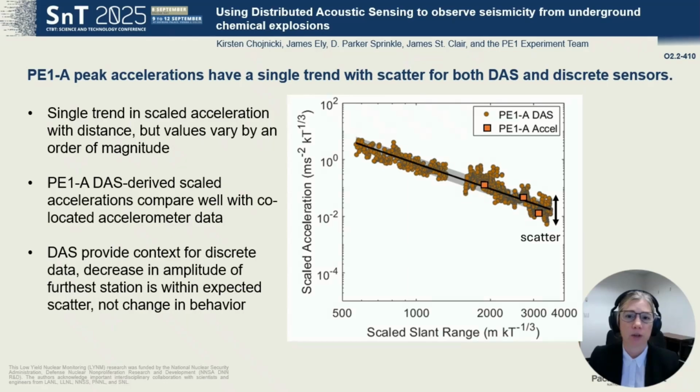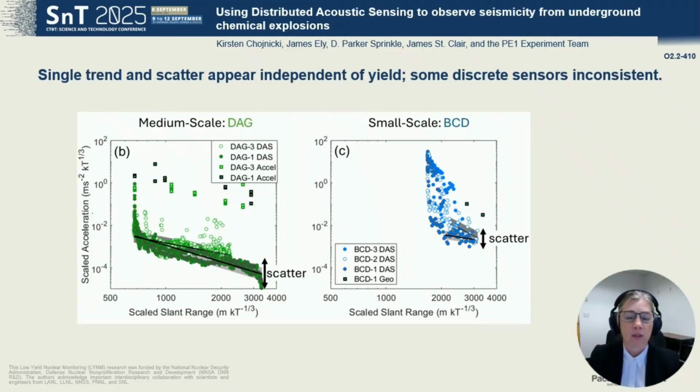The observed variability in local amplitude values, spanning an order of magnitude, suggests that making definitive source parameter estimates or distinguishing source types based solely on ground motion may be challenging at this distance from the source, which represents a transitional regime between hydrodynamic and elastic wave propagation regions. The observed single trend and order of magnitude variability in scaled acceleration values appears to be independent of yield, as similar patterns were observed across the medium and the small scale data sets.